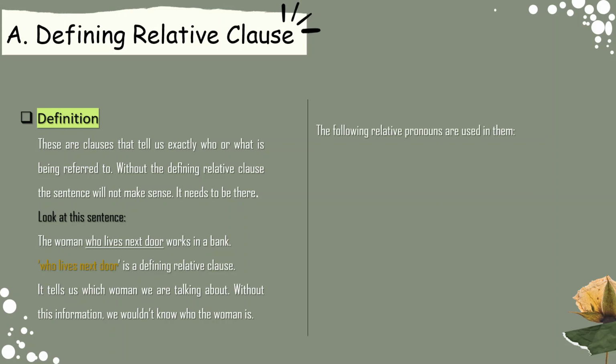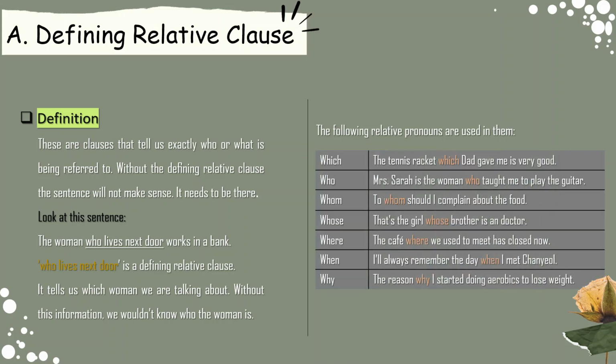Next, the following relative pronouns are used in them. The first one is which. The example: the tennis racket which Dad gave me is very good. Next, who. Mrs. Sarah is the woman who taught me to play the guitar. Next, whom. To whom should I complain about the food? Next, whose. That's the girl whose brother is a doctor.